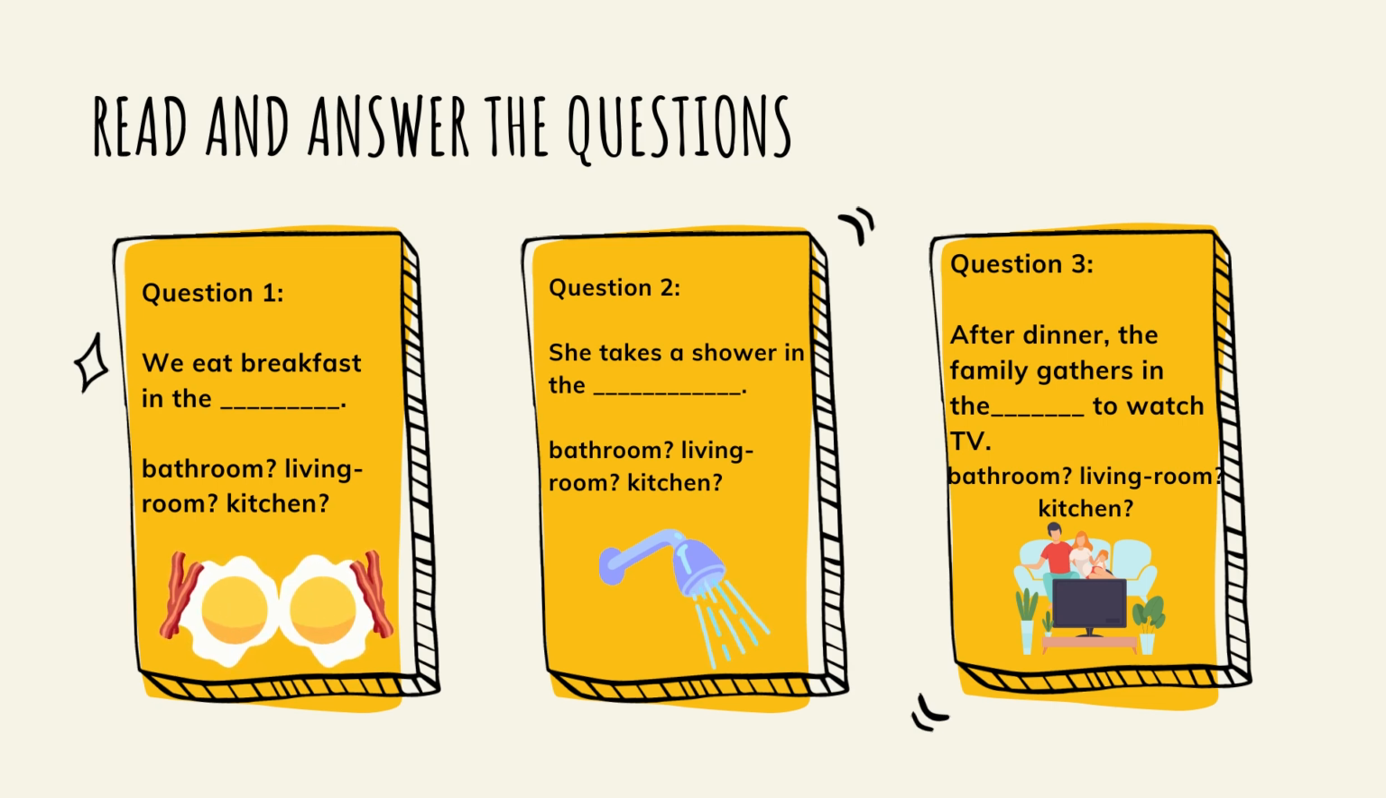Okay, let's check for your understanding of these new vocabulary words. We eat breakfast in the bathroom, living room, or the kitchen. She takes a shower in the bathroom, living room, or kitchen. After dinner, the family gathers in the bathroom, the living room, or the kitchen to watch TV.